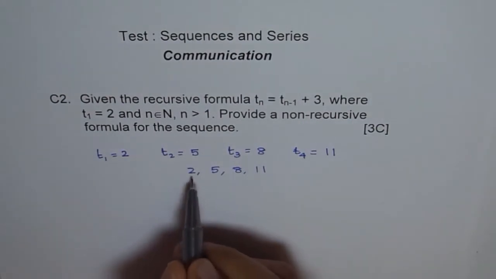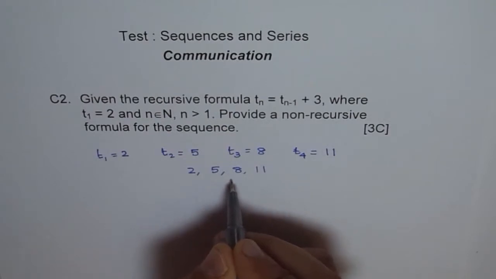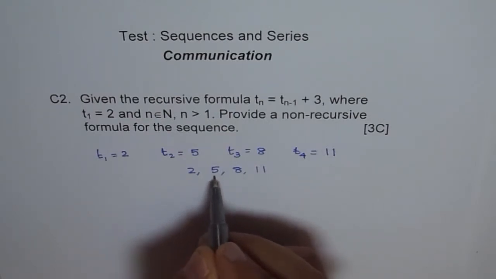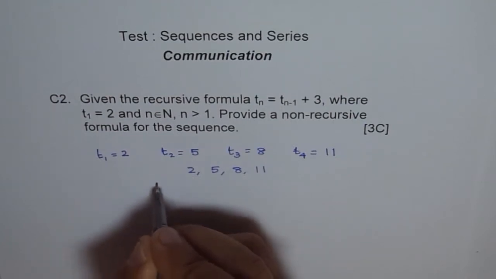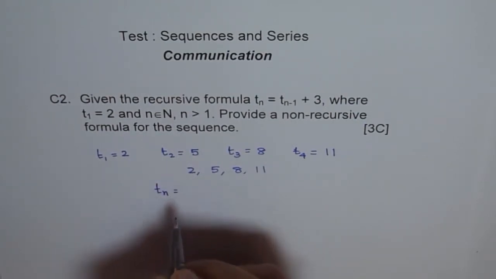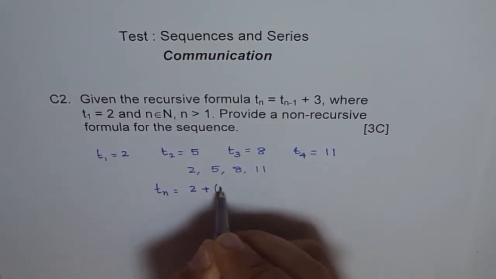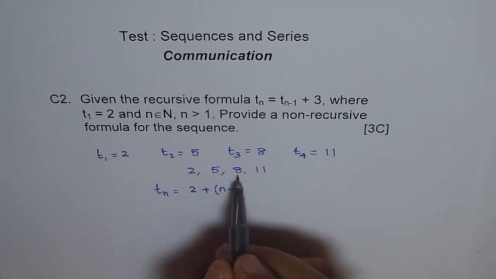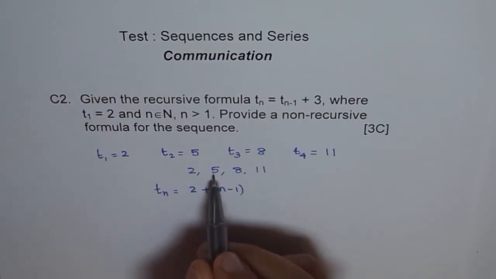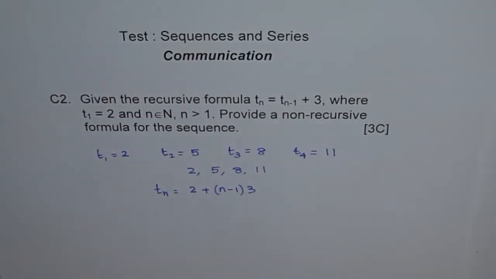As you can see, the first term is 2 and our sequence is going up by 3 each time, right? So when you go to the second term, you add 3 one time. When you go to the third term, you add 3 two times, starting from 2. So the general term Tn equals the first value, which we normally call a in our formula, 2, plus n minus 1, because we are adding 3 one less than the number of the term, times the common difference 3. That is what our equation is.